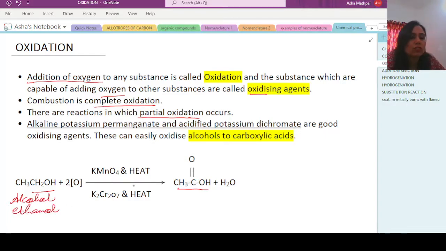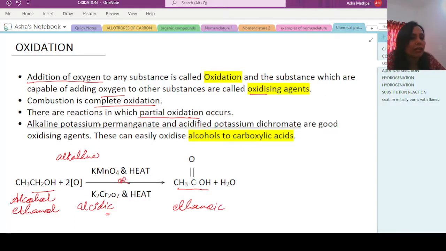So it changes to ethanoic acid. Ethanol changes to ethanoic acid, by the action of alkaline KMnO4. This is alkaline KMnO4 and this is acidic K2Cr2O7. Either one of them, not both of them.